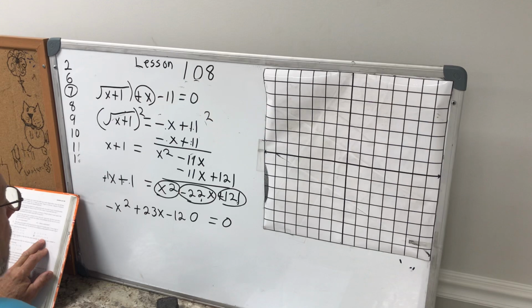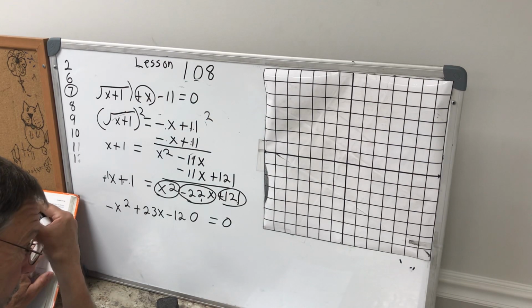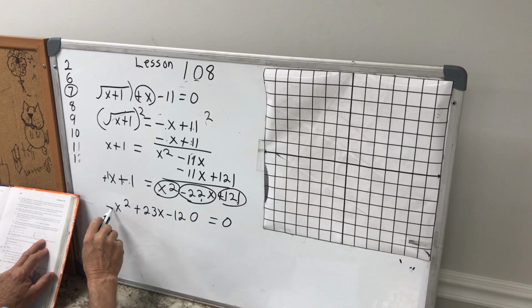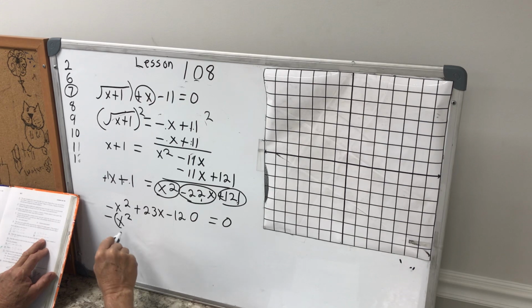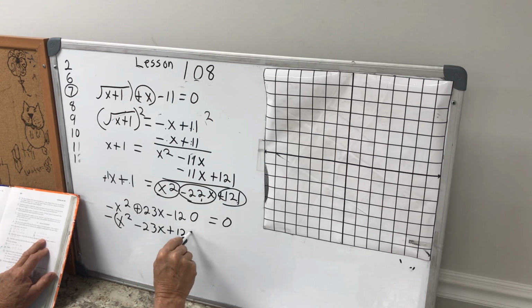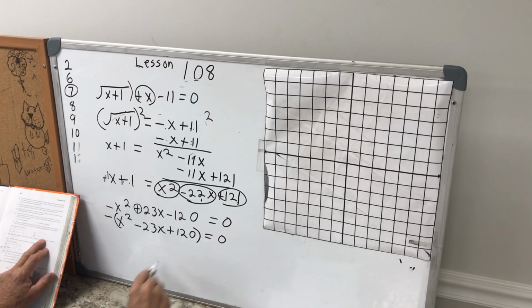Lots and lots of steps. I'm going to go slow enough so that you can stay with me. Now we have to factor out the negative sign. So it's negative x squared, changes this sign, negative 23x changes this sign to a positive 120 equals 0. Again, we continue to factor.